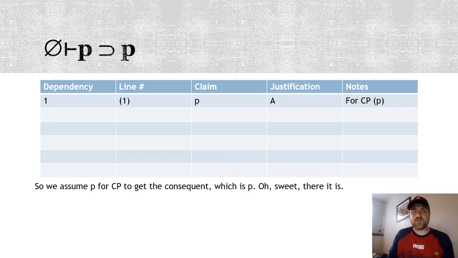All right, so again, we're going to start with an assumption because we don't have anything on the proof yet, and since it's a conditional, we have to assume the antecedent and then derive the consequent. So we assume the antecedent here for conditional proof, and our consequent is P. Now, gee, how can we get P? Is P anywhere on the proof? As it says here, there it is.